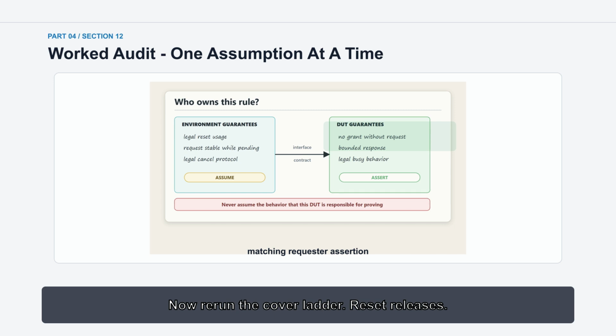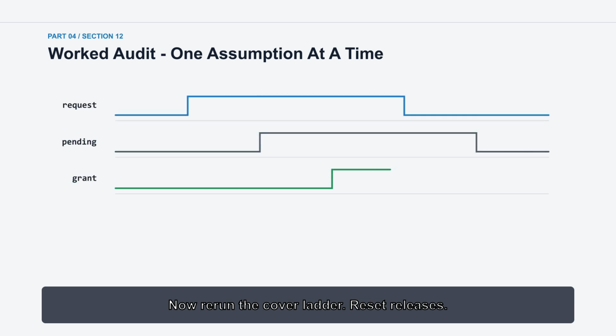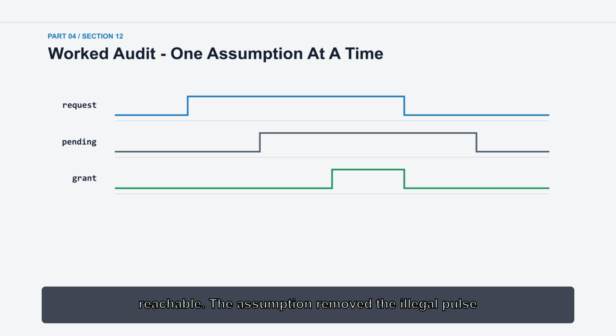Now rerun the cover ladder: reset releases, request rises, pending lasts for multiple cycles, grant completes a transaction, cancellation remains reachable. The assumption removed the illegal pulse without deleting normal traffic.